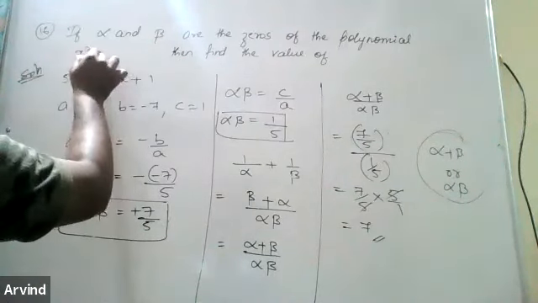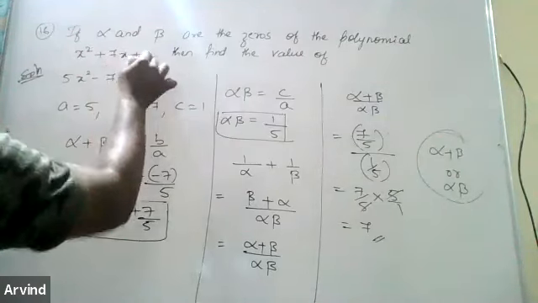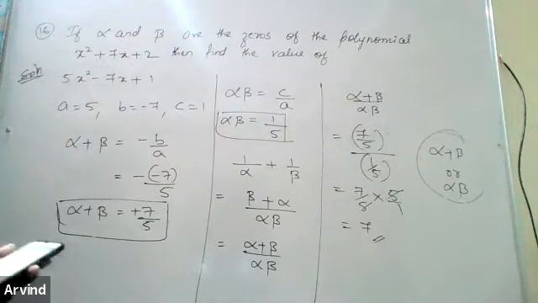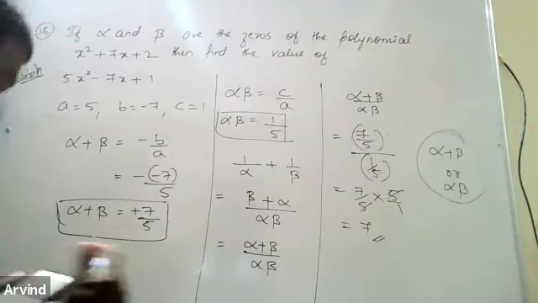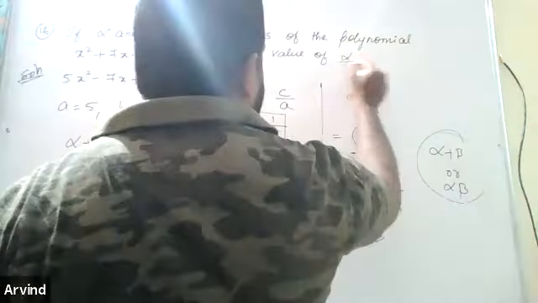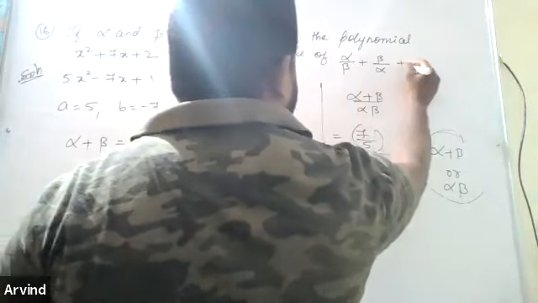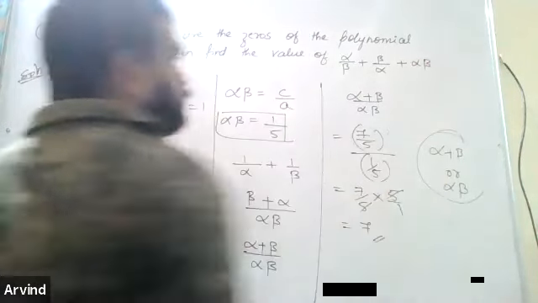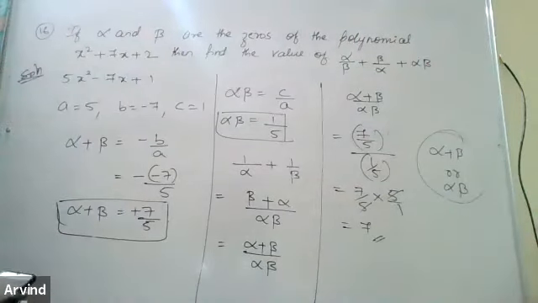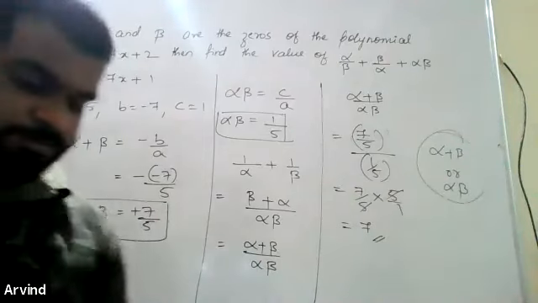I'll give you an easy one itself. x square plus 7x plus 2. Okay, find the value of alpha by beta plus beta by alpha plus alpha into beta.